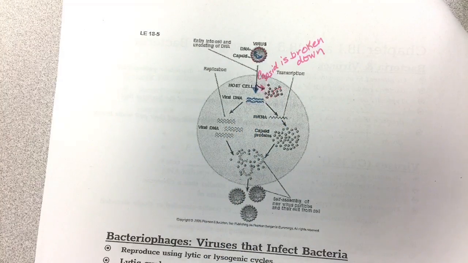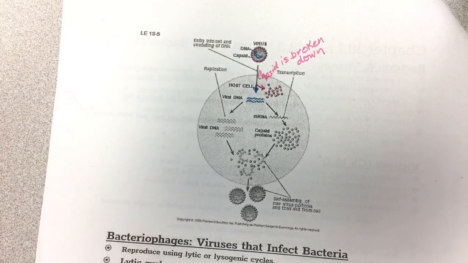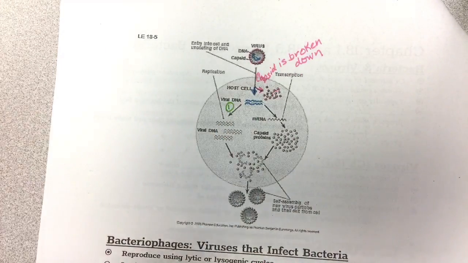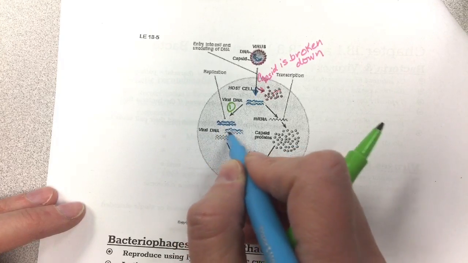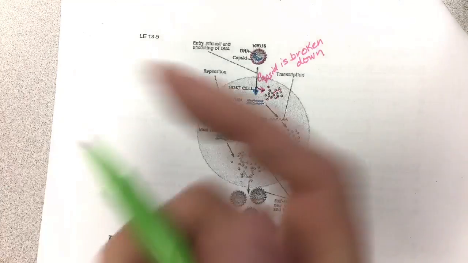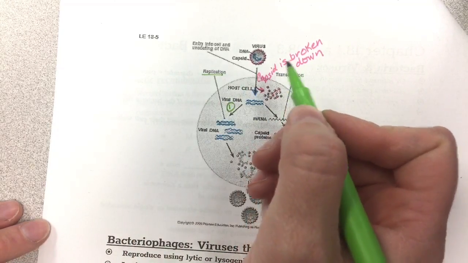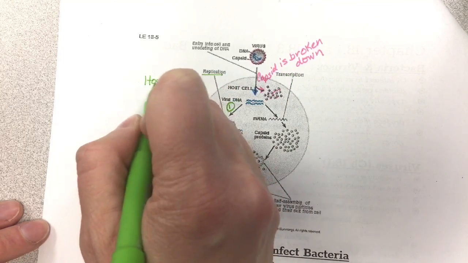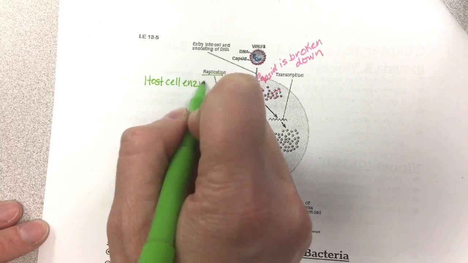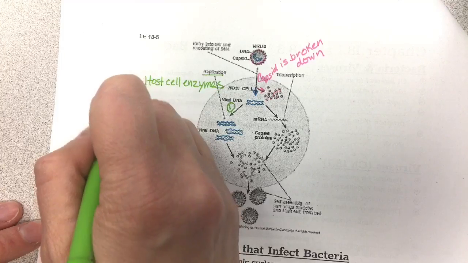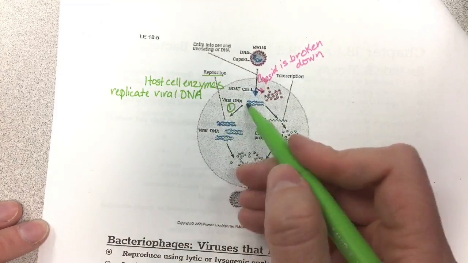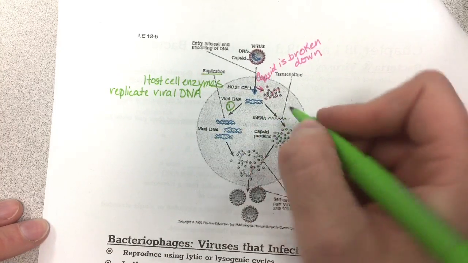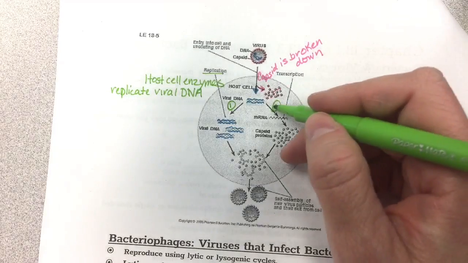Now there are two things that the DNA is used for. Thing number one is to replicate the DNA, so we get lots of viral DNA. That's going on with replication here. The host cell enzymes replicate viral DNA. Viruses don't have their own enzymes to do that.